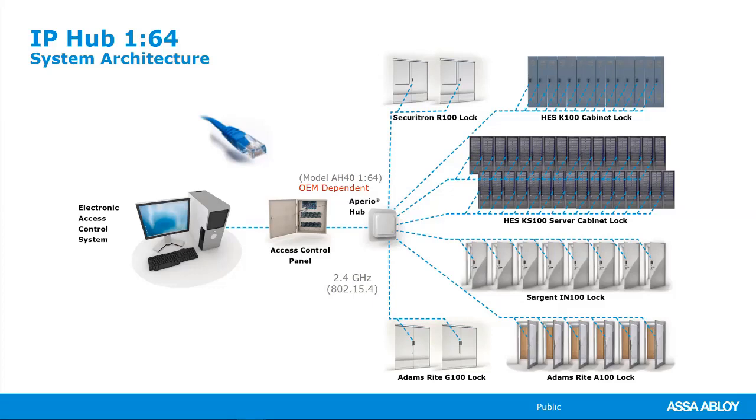All these hubs can be used on the same system if it has integration. So if your access control system has integration for the RS-485 and the IP hub, you could use any variants that works for you.